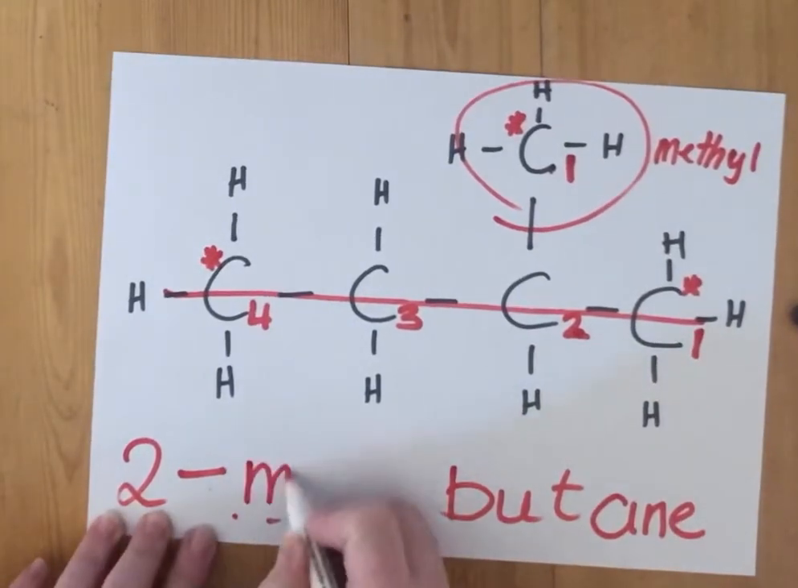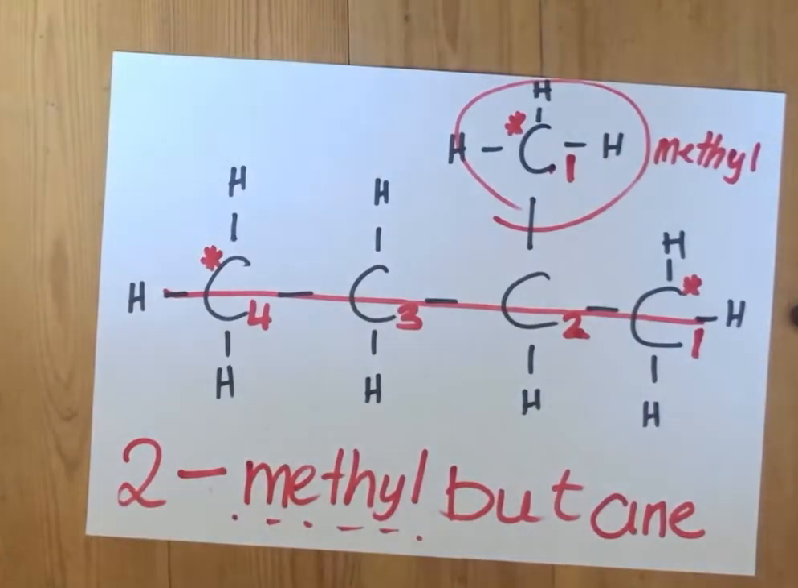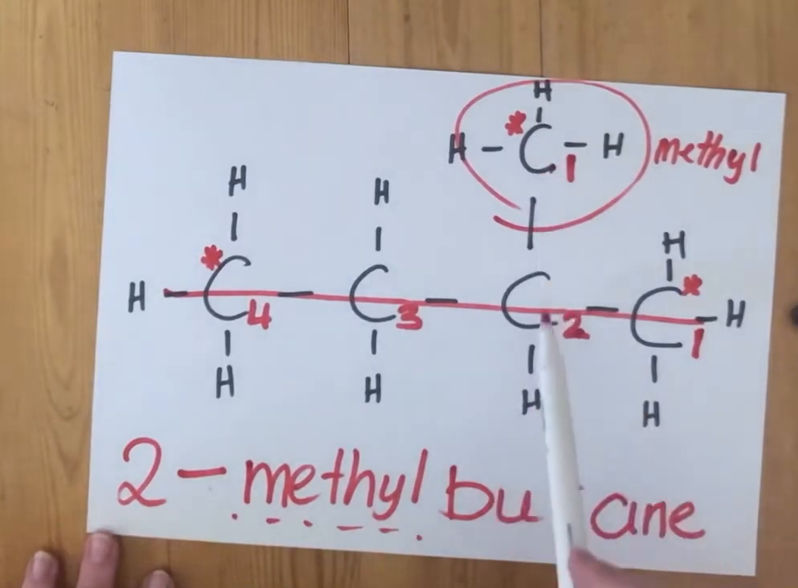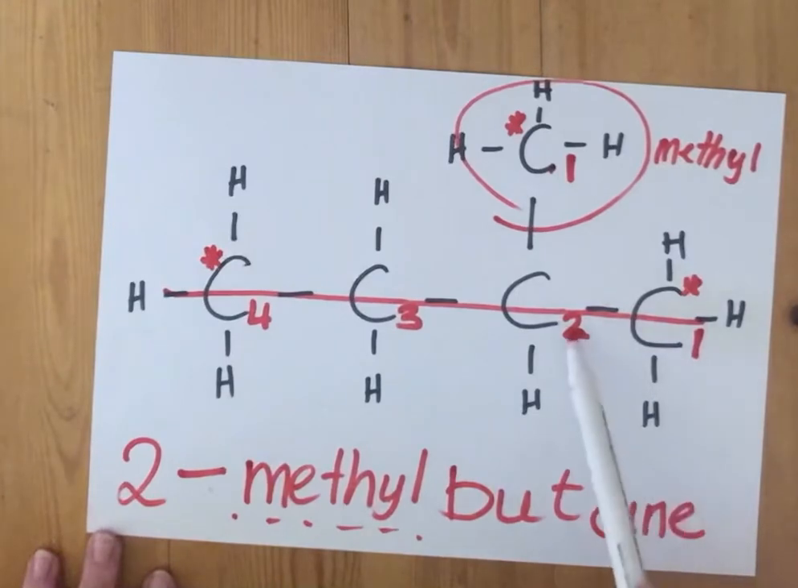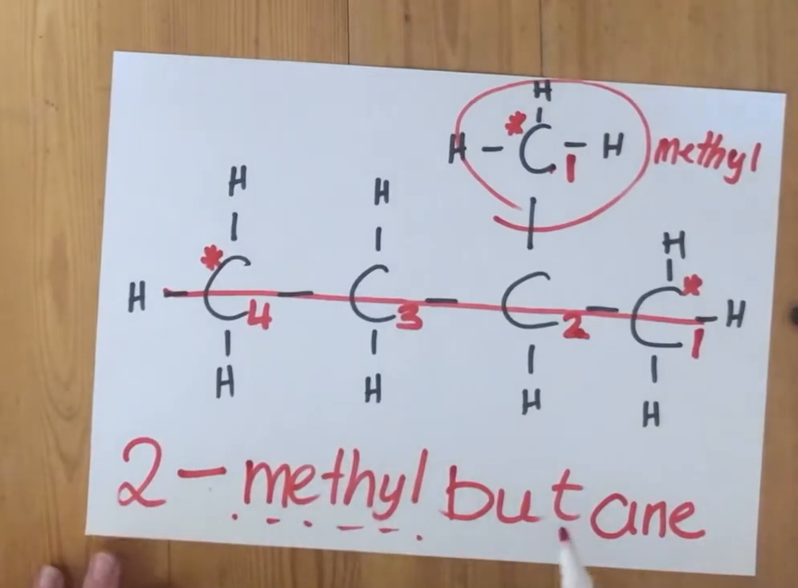So the full name of this would be 2-methylbutane. And if you check that just for clarity, if we number from up here and come down and go over, then this side chain is going to be on carbon 2, and it's going to be called methyl as well. So it would still be 2-methylbutane.